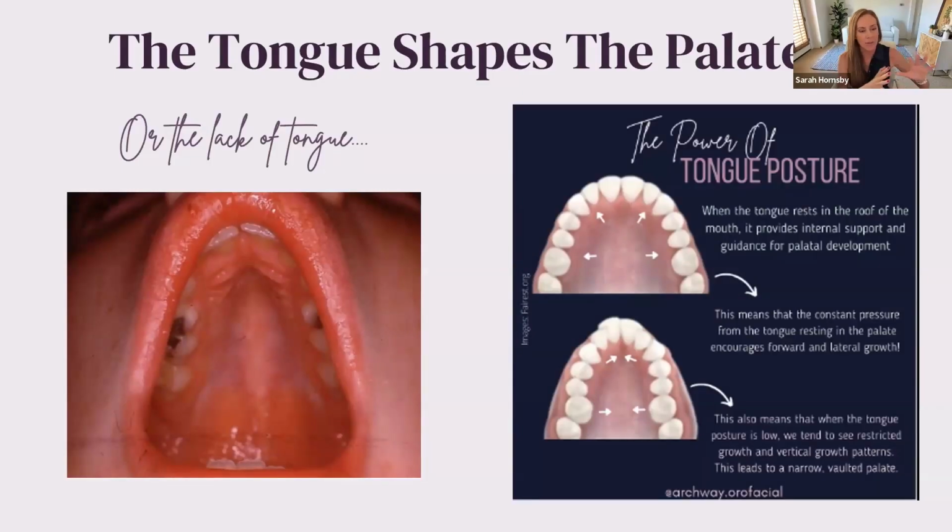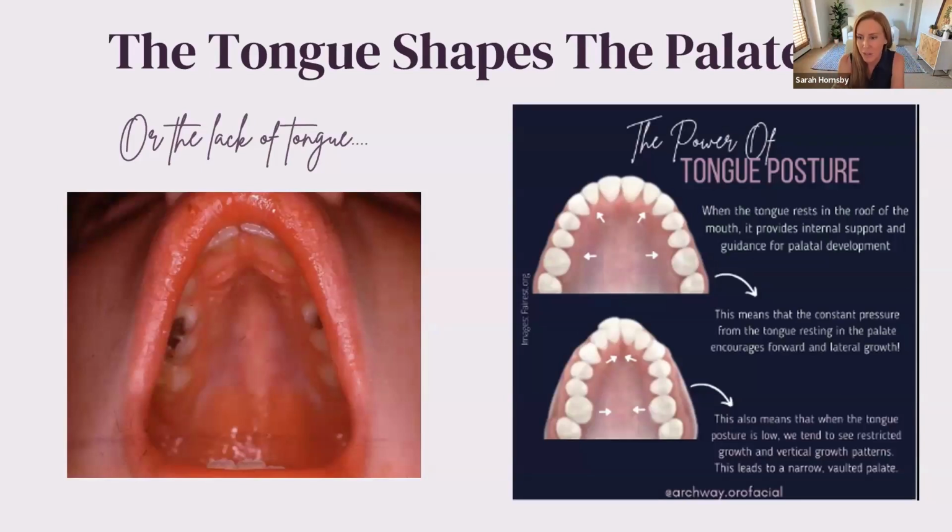And so on the left, we've got a super narrow palate. I mean, this is like an extreme narrow palate, but there is a problem. I look at that and I can tell that person's tongue has never been up in the roof of the mouth. That palate has not been shaped by the tongue at all. And in an ideal world, if your tongue is up, the shape of your jaw is going to mold and be formed around that tongue.